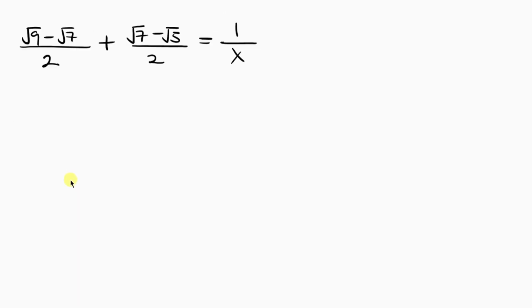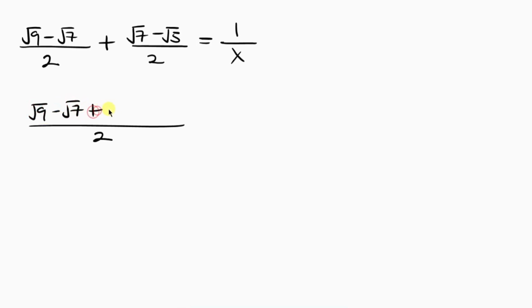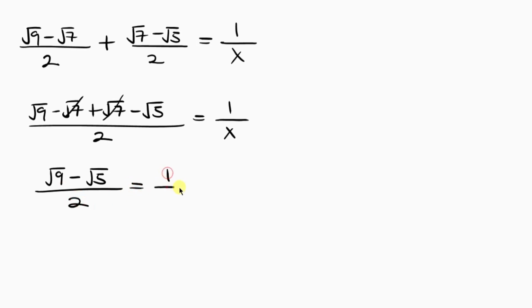So, let's continue. Let's combine the fraction on the left. Combining the fraction on the left, you notice they have the same denominator. So, that will be our LCM, 2. And since they have the same denominator, I can go ahead and add directly. So I have the square root of 9 minus the square root of 7 plus the square root of 7 minus the square root of 5. That's it. Equal to 1 all over x. Now notice that minus square root of 7 plus square root of 7 is gone. So that I have the square root of 9 minus the square root of 5 all over 2. Equal to 1 all over x.